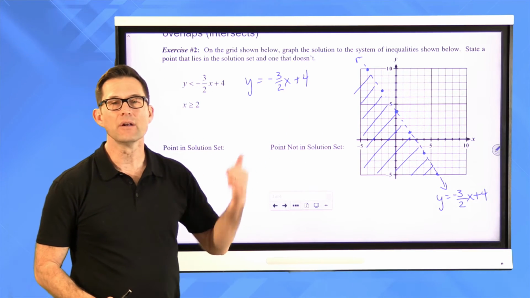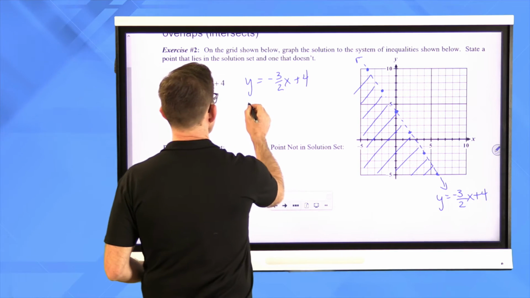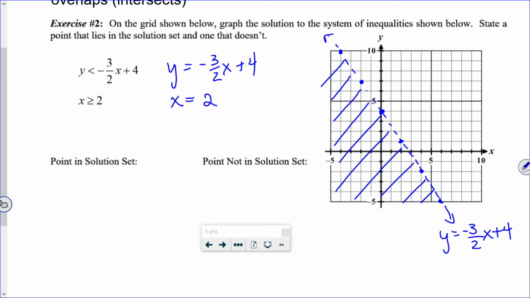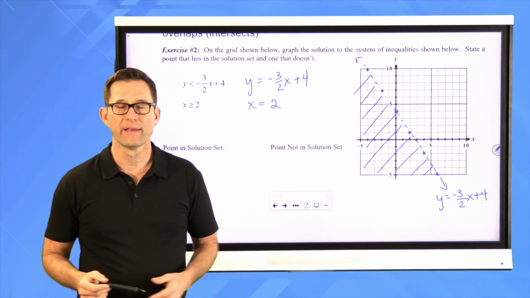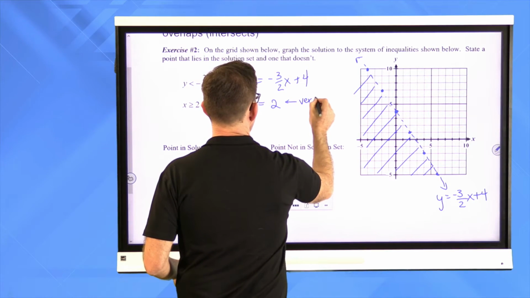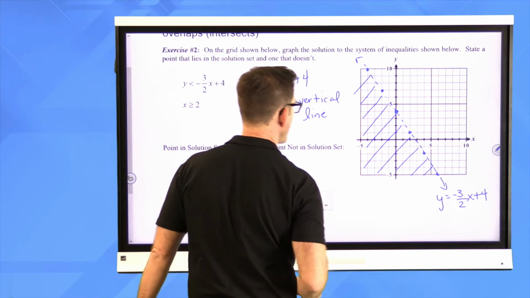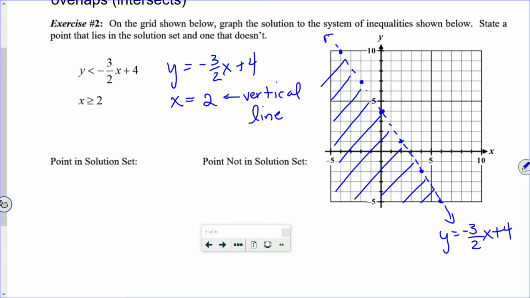Now the second one's a little bit trickier because it's x greater than or equal to 2. Keep in mind, I still want to do basically the same thing. I want to first graph the line x equals 2. Now x equals 2 is probably the most confusing of all lines to graph because it is a vertical line. It's all those points where the x coordinate is 2. Because it's x greater than or equal to 2, I draw that line in solid. So I'm going to write x equals 2 right beside it.